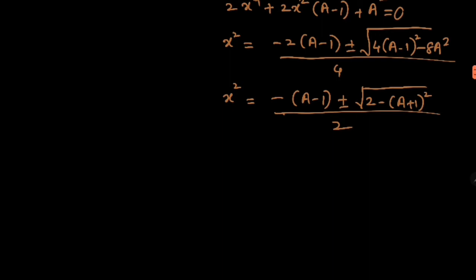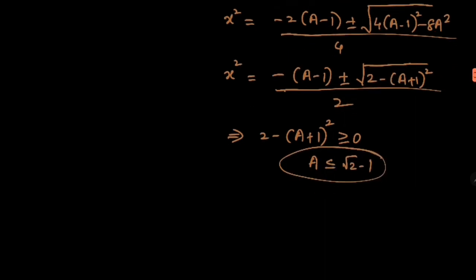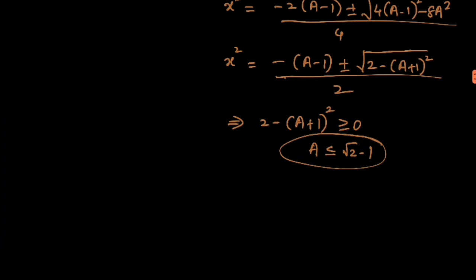Since x square is a real number, the value under the square root must be greater than or equal to 0. The value under the square root, 2 minus (A plus 1) whole square, must be greater than or equal to 0 because x square is a real number. From this, we can find out the maximum value of A as root 2 minus 1. In the question, the area of the green portion is maximum, therefore you have to consider the value of A as root 2 minus 1 because he said the green area is maximum.